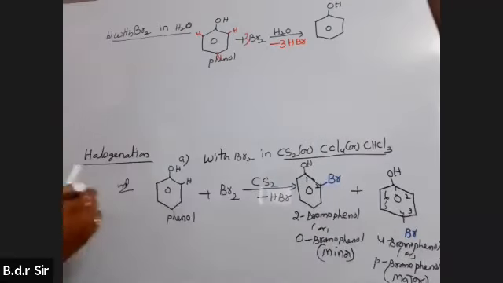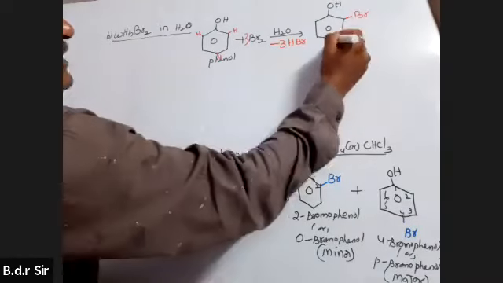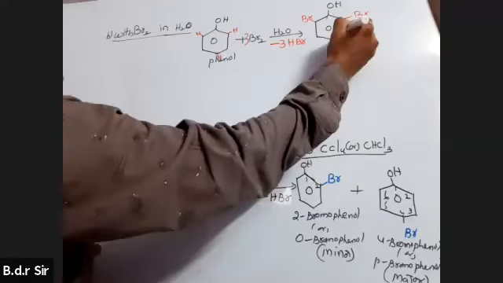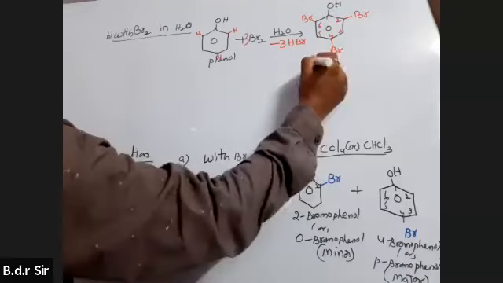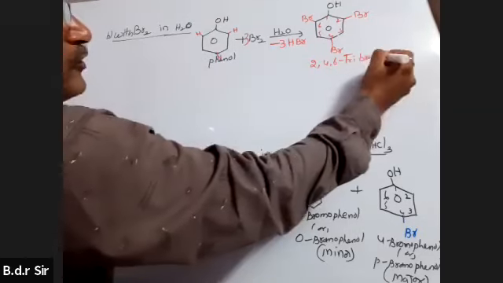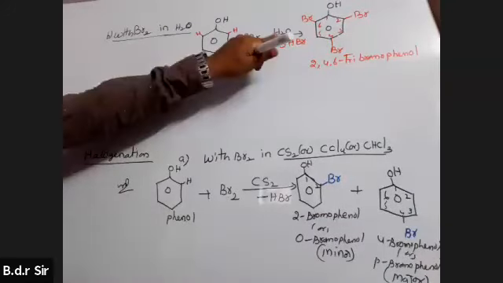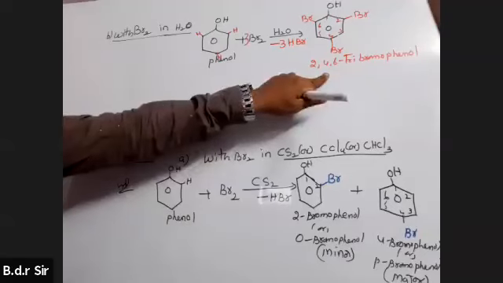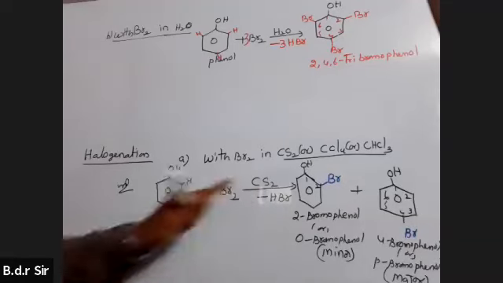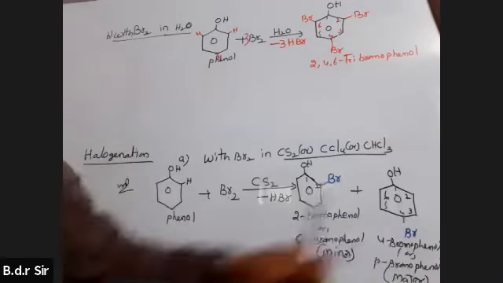OH, remaining bromine, bromine, bromine. Its name: 1, 2, 3, 4, 5, 6. 2,4,6-tribromophenol. Sure question: bromine in water gives 2,4,6-tribromophenol. Bromine with carbon disulfide and phenol gives orthobromophenol and parabromophenol. Among these two, the para is more stable.